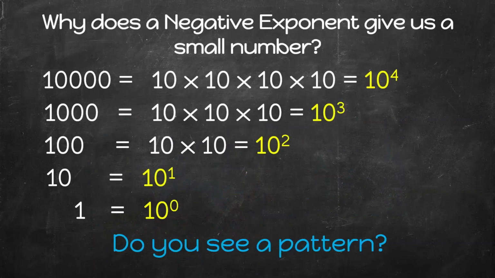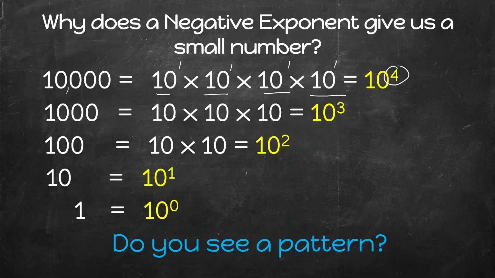So, why does a negative exponent give us a small number? Bakit daw? Kanina kung nakita ninyo, kapag ang negative exponent, it gives us a small number. Okay. So, una, alam natin na ang 10,000, simulan natin dito sa 10,000, ay 10 times 10 times 10 times 10. Or simply, bibilangin lang natin yan, 1, 2, 3, 4, that's 10 raised to 4.